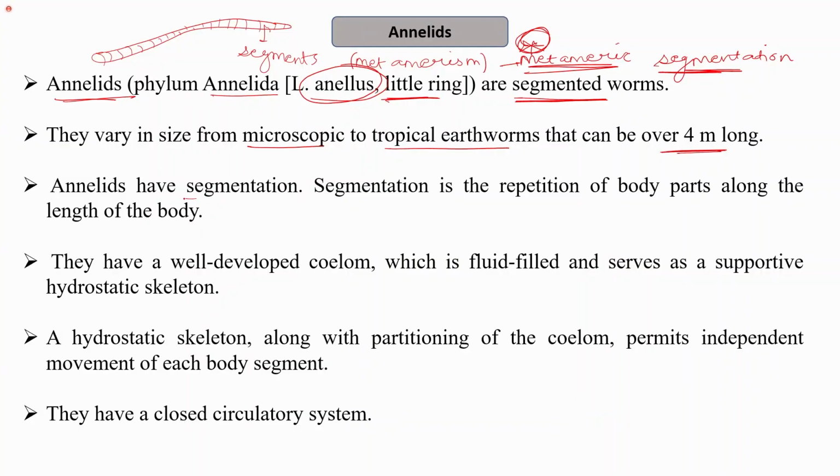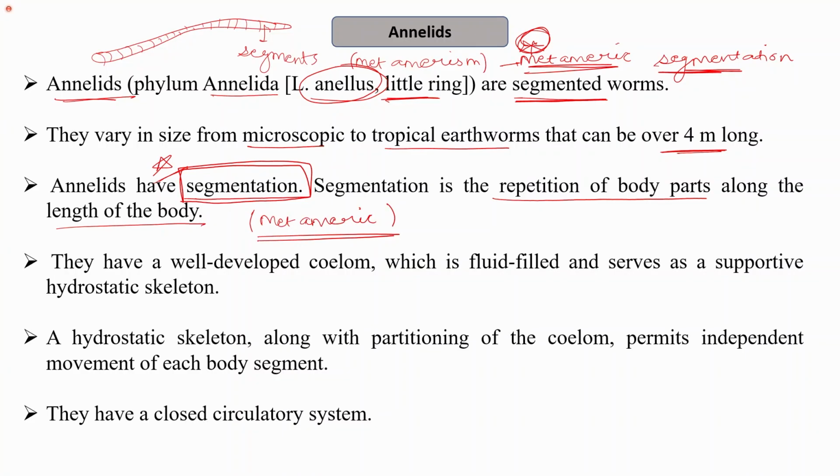As I mentioned, the special property of annelids is that they have segmentation. Segmentation, what is segmentation? It is the repetition of body parts along the length of the body. Such segmentation is also known as metameric segmentation, and it is present in the organisms of phylum Annelida. So this is important that they have segmentation. And what is actually segmentation? It is the repetition of the body parts.